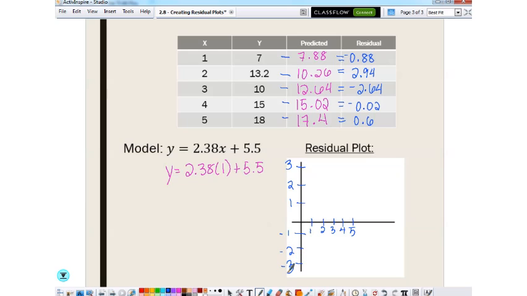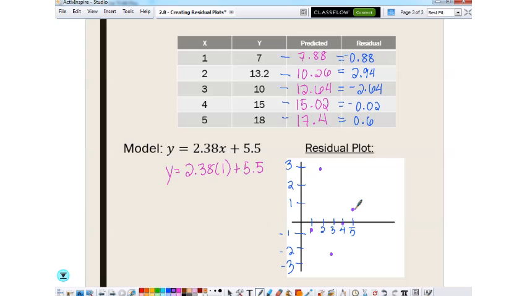When our x-coordinate is 1, our residual was negative 0.88, so it's about here. For 2, it was up at 2.94, really close to 3. For 3, it was down at negative 2.6, about there. For 4, it was really close to zero, just on the negative side, 0.02. And for 5, it's a little bit more than half. So there's our residual plot. I'll show you in class next time how to make one of these on the calculator.